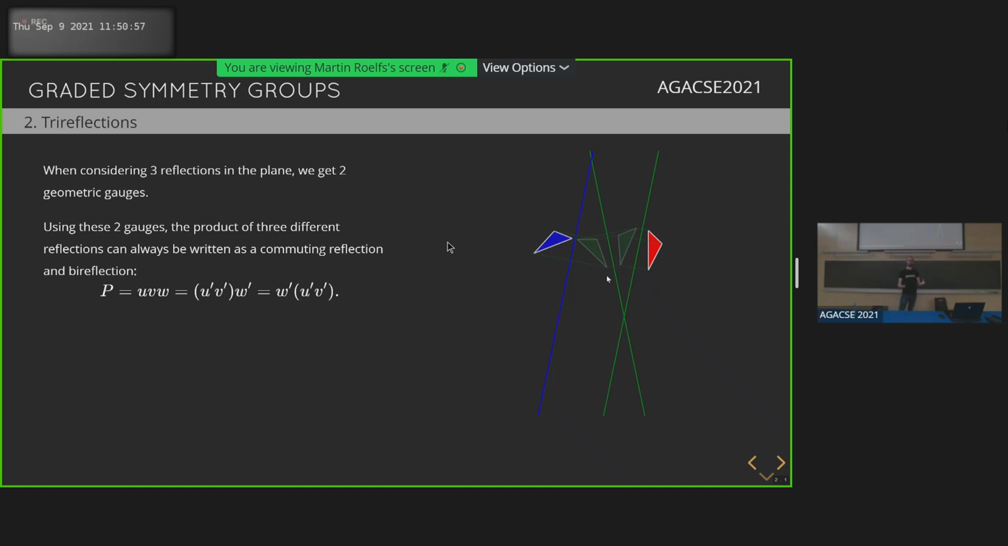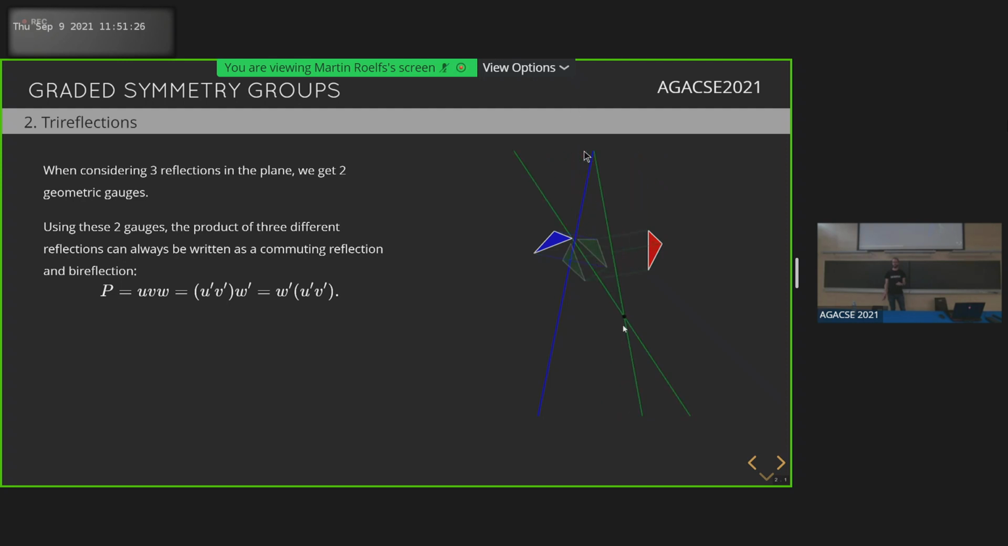Now I can go towards tri-reflections, and that's where things start to get interesting. If I consider three reflections in the two-dimensional Euclidean plane, we have two of these gauges. Using those gauges, we can again do the same trick that we did, rotating about these gauge invariants. So I have a gauge degree of freedom at this point and one there that we could use.